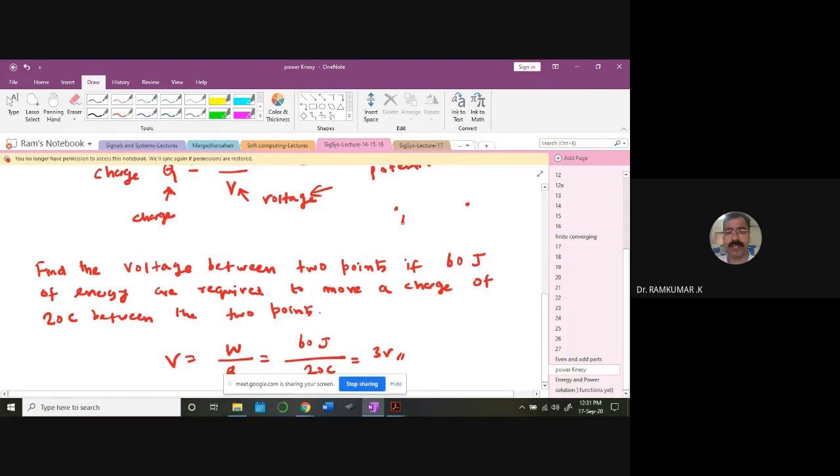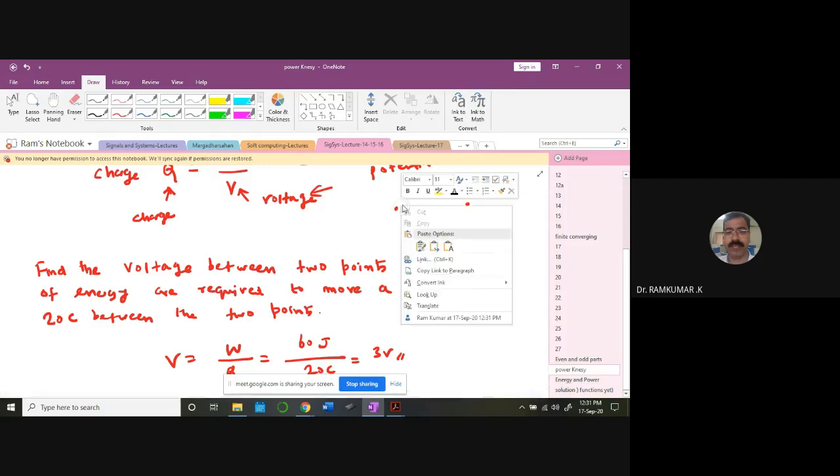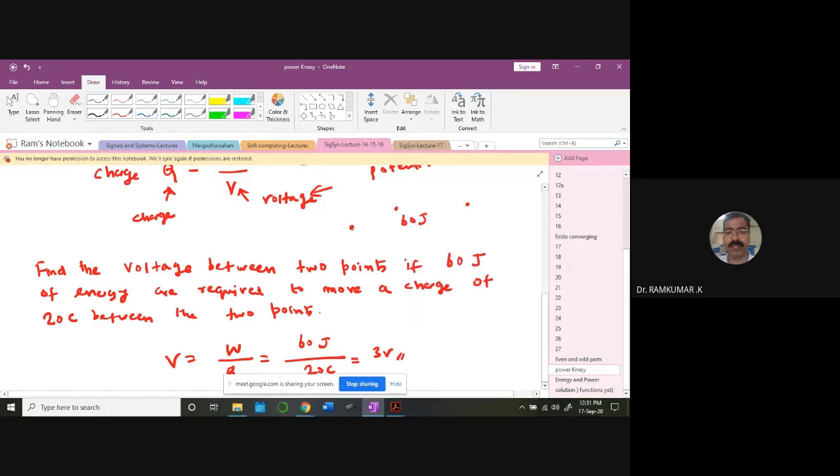If 60 joules of energy are required to move a charge of 20 coulombs between these 2 points, how do you compute? We know the work done, the energy, 60 joules of energy is required. That is the work done. Then coulombs is 20 coulombs. So naturally, you require 3 voltage to perform this particular operation. 3 voltage is what you require. So if the 3 voltage is there, then you can move 20 coulombs of charge from point A to point B, with 60 joules of energy required.